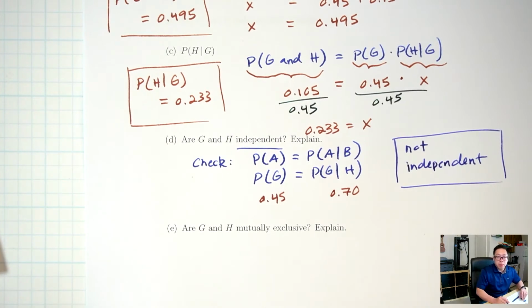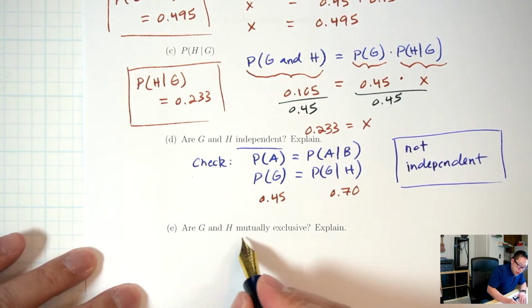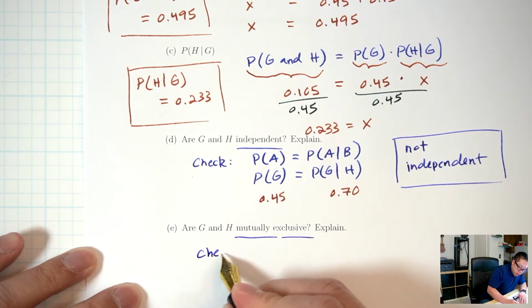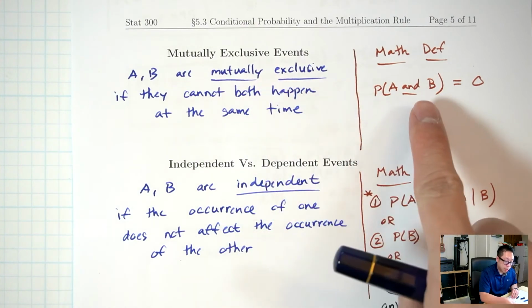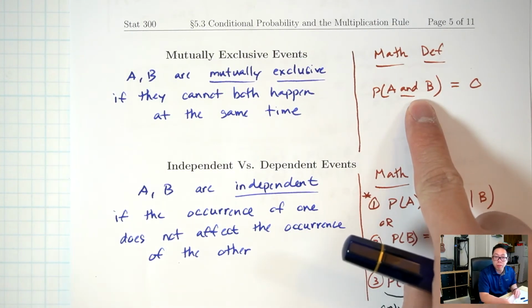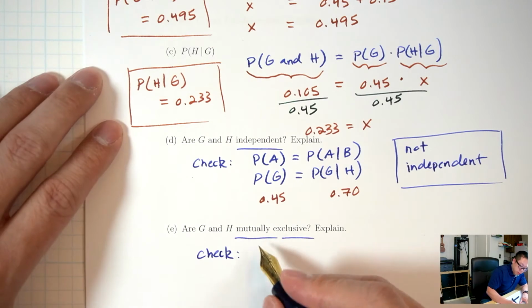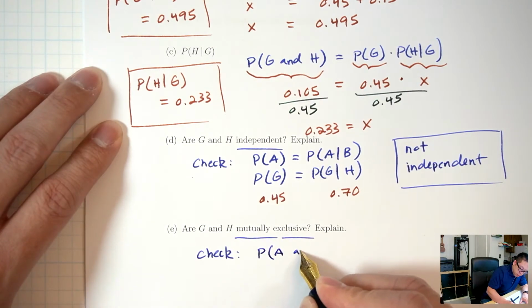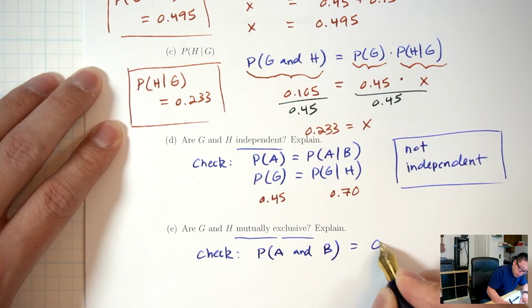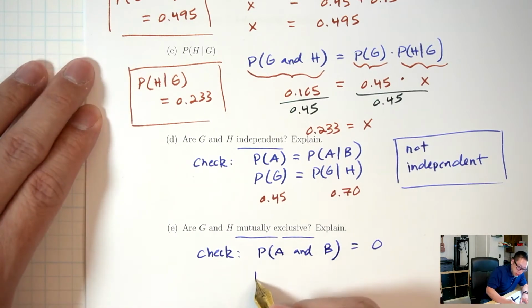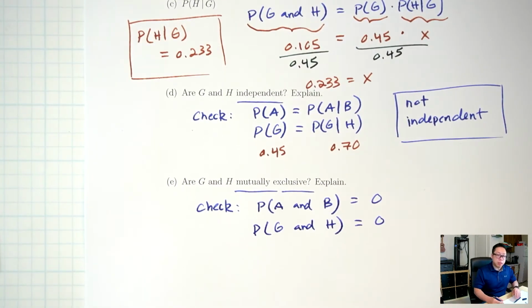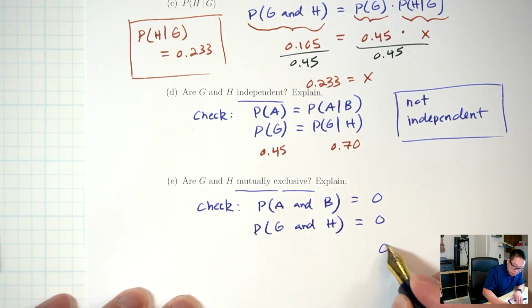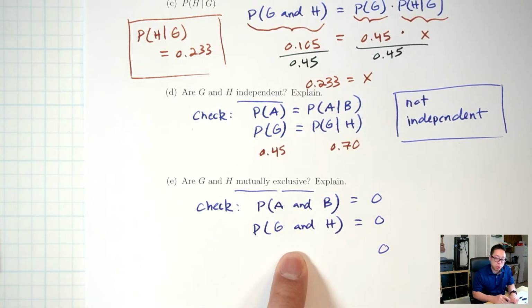Part E, are G and H mutually exclusive? Right, mutually exclusive. You're checking the and, right? P of A and B is equal to 0. And then because we're talking about G and H's here, let me rewrite probability of G and H is 0. And then check left side, check right side. Right side's easy, it's just 0. Left side, probability of G and H.